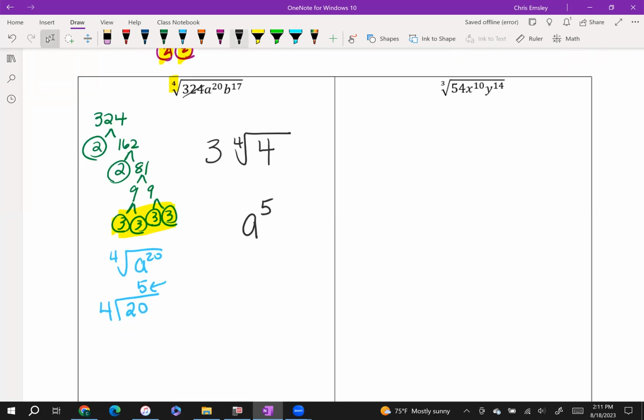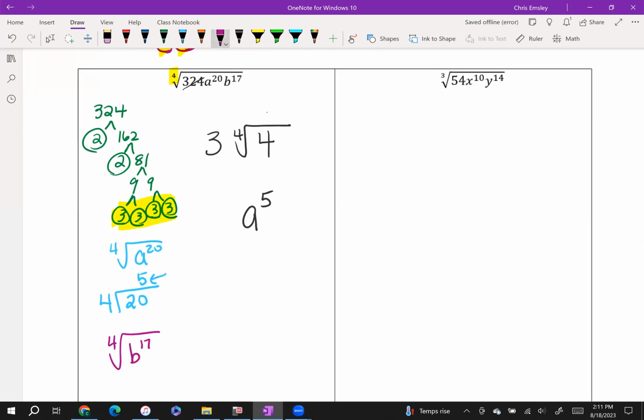And then for the b to the 17th, we also need to figure out what the fourth root of b to the 17th is. Again, how many sets of 4 are in 17? So we do a little division, the index into the exponent, 17 divided by 4. Well, that's 4, but that only makes 16, and we have 1 left over. So when we do this division, our answer tells us how many get to come out of the radical, and the remainder tells us how many are trapped inside, b to the 1st. Just 1 is stuck inside.